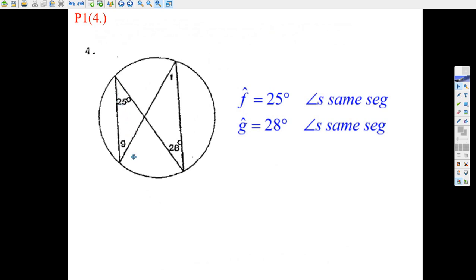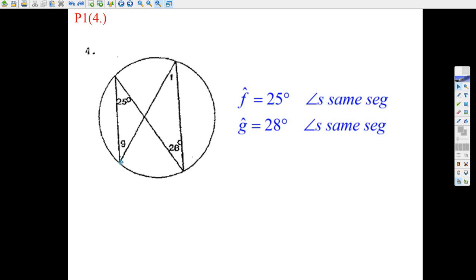The first question, you're supposed to find F and you're supposed to find G. But I don't want you to just find it. I want you to do it as if it was an exam question. What do you do? You make a statement and you give a reason. So F, you see there, they open up to the same segment of the circle. Well, that means that F must equal 25 degrees because of angles in the same segment.